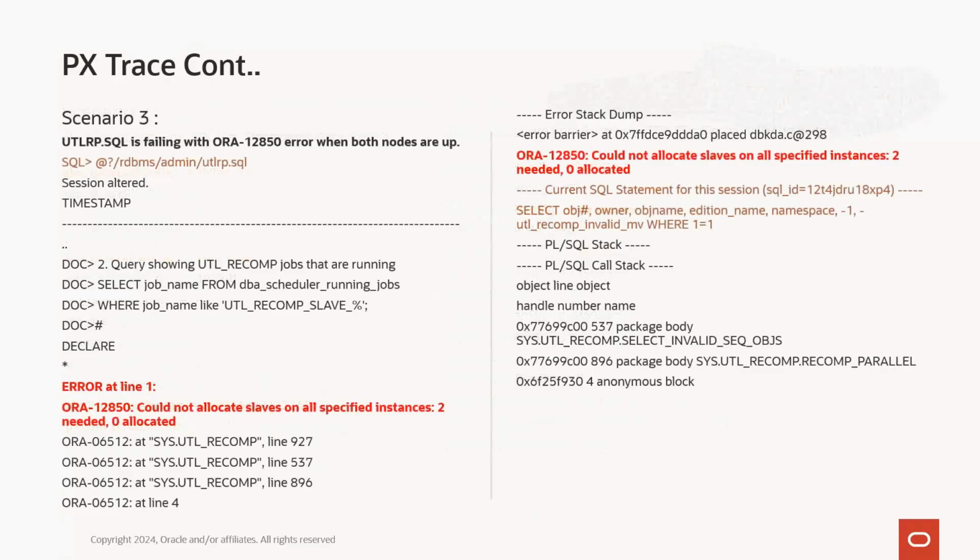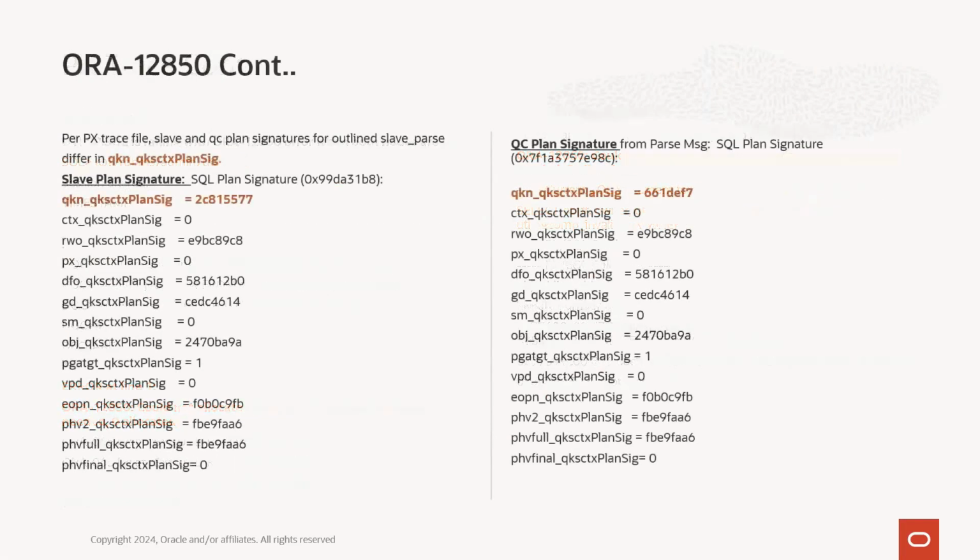And in case of errors, we can enable a particular error trace, so we'll come to know what the exact error is that is causing the issue. Sometimes parallel will be a victim. The actual error might be leading, followed by 12850 or 05 or 01.